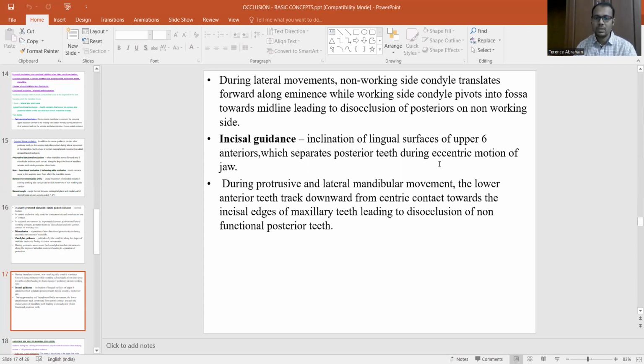So during protrusive and lateral mandibular movement, the lower anterior teeth track downward from centric contact toward the incisal edges of the maxillary teeth, leading to disocclusion of non-functional posterior teeth.